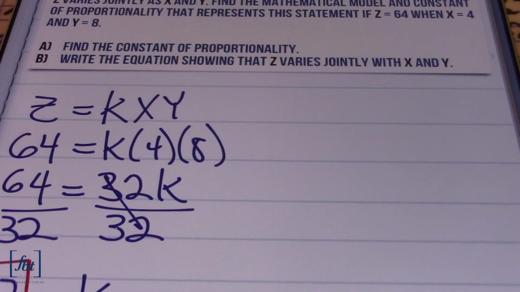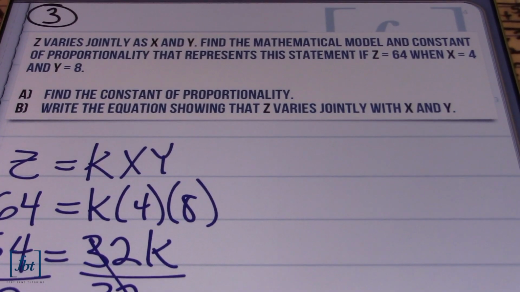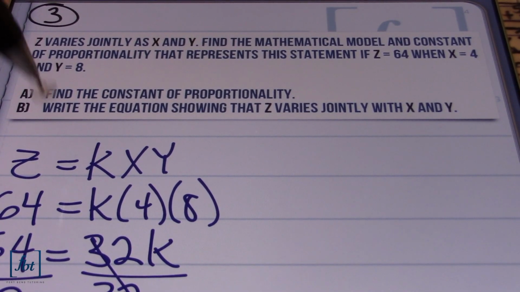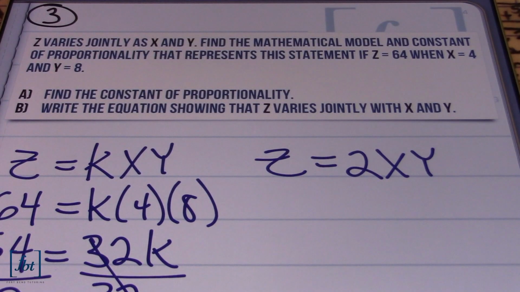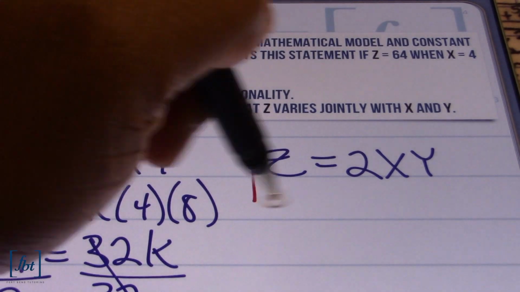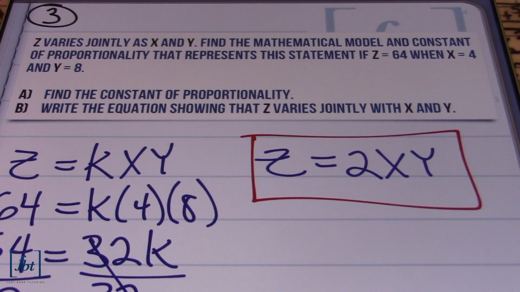Now for part B, they want us to write the equation showing that z varies jointly with x and y. Well, in order to make that happen, all we have to do is plug in our constant of proportionality into the variation setup that we have here. So in order to write our joint variation equation, we'll simply replace k with 2. So the variation equation is z equals 2xy. And that's it. That's the equation showing z varies jointly with x and y. Done. Let's go ahead and put a red box around that. Red boxing it. And that is problem number 3.